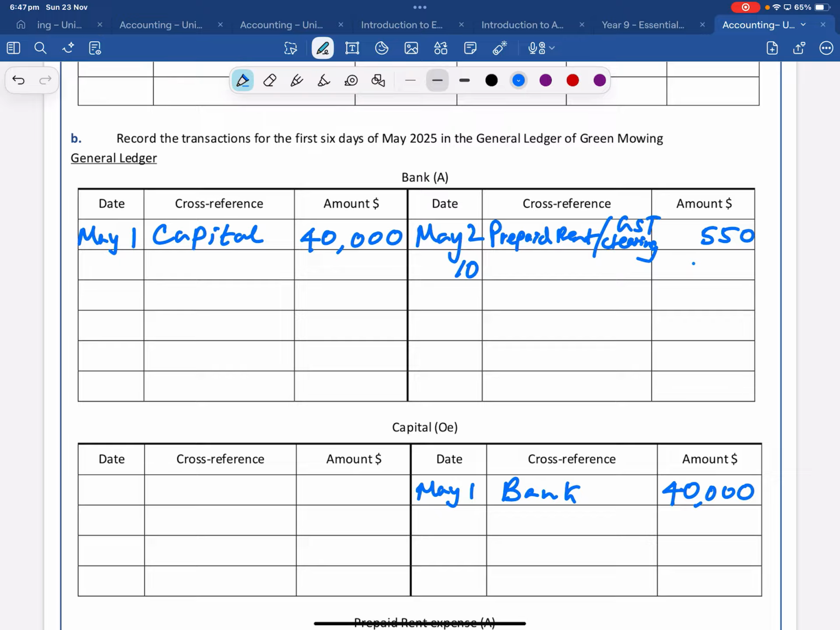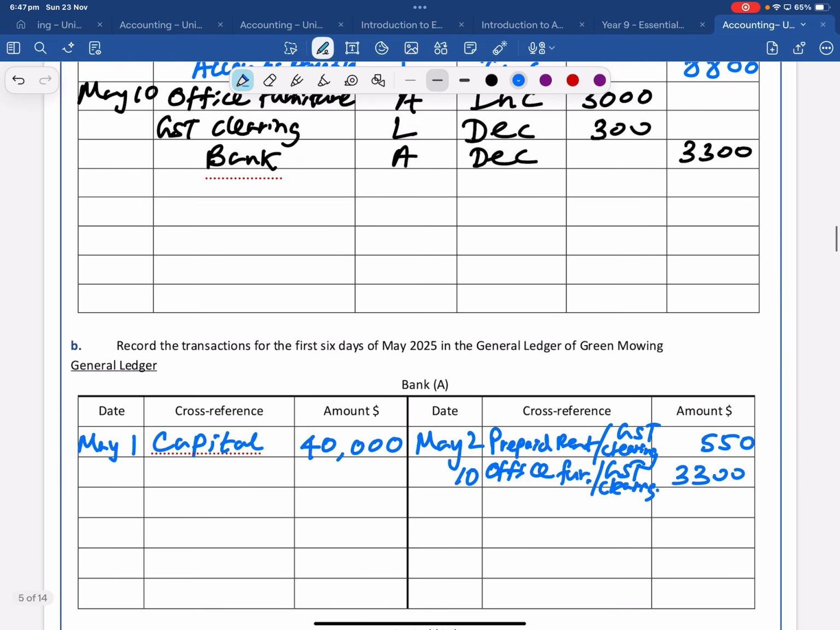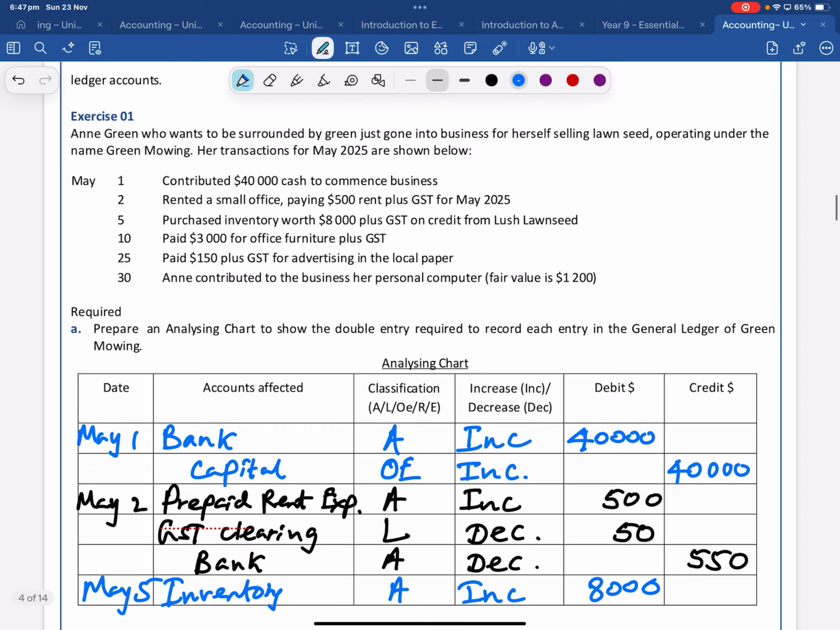What is the cost reference, guys? GST clearing / GST. Sorry? Office furniture. Office furniture. Furniture / GST clearing. Right. Next one.